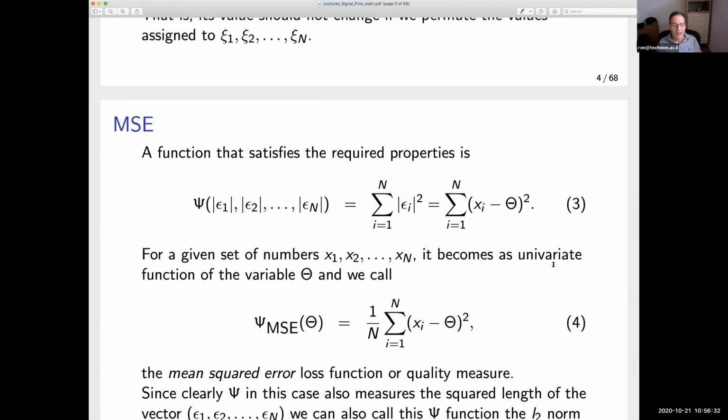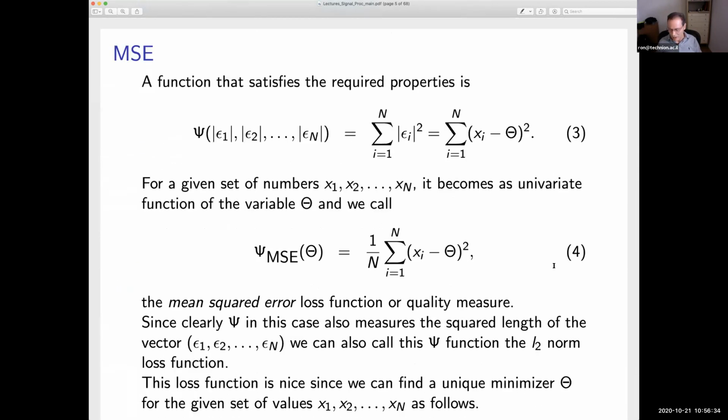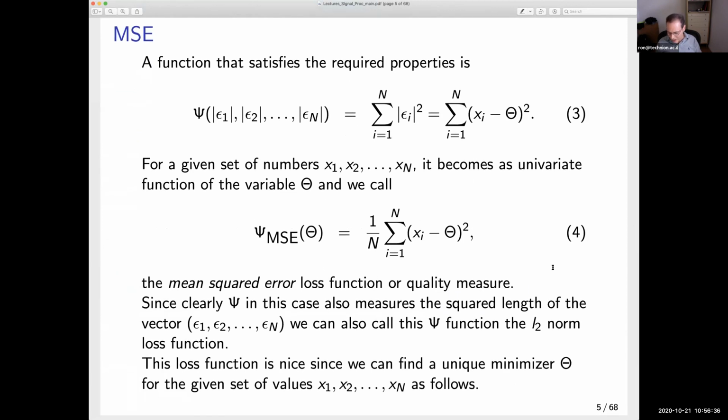So this is called, let me just bring this slide. So this is called the mean squared error loss, MSE. M stands for mean, squared error loss function. And it sums over all the differences between each and every xi and my representative number. And what can I say about this function?